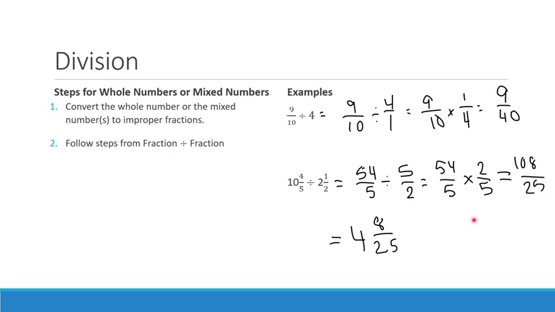Notice we cannot simplify first. We need to multiply straight across. We get 108 over 25. 25 will go into 108 4 times with 8 left over. My answer is going to be 4 8/25.